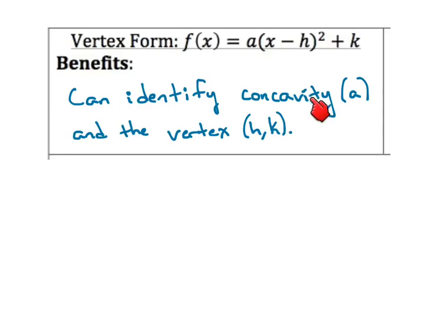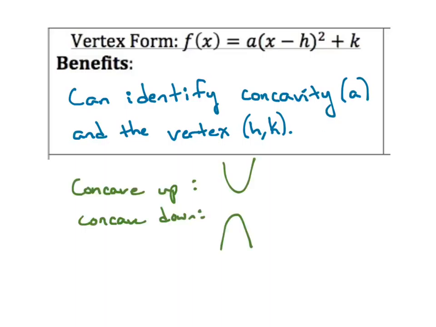By the way, this is a word I haven't been using before. Concavity is just a fancy way of talking about whether it opens up or down. If it opens up, it's positive. Some people say it looks like a smile, it's positive. If it opens down, it's negative, and that's a frowny negative.